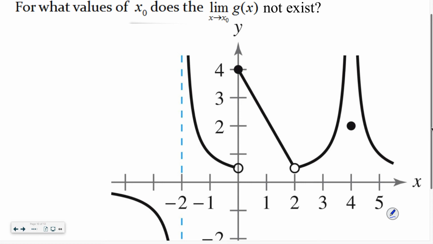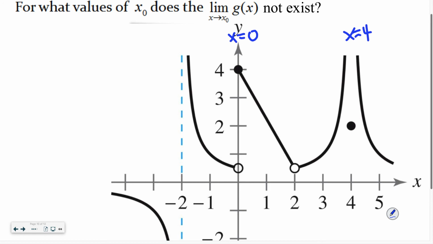All right, eyes up here. Xander, give me one, please. 0. And what's the problem at 0? Okay, so at x equals 0, our right and left hand limit do not match. The limit does not exist. Okay? Ethan, give me another place. 4. X equals 4. What's the issue there?